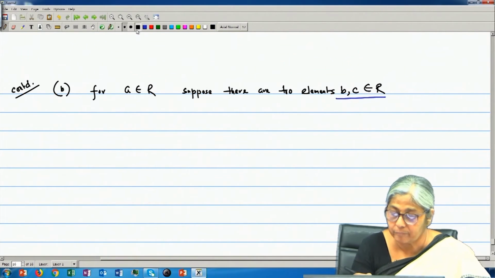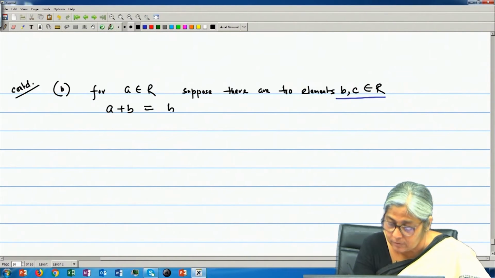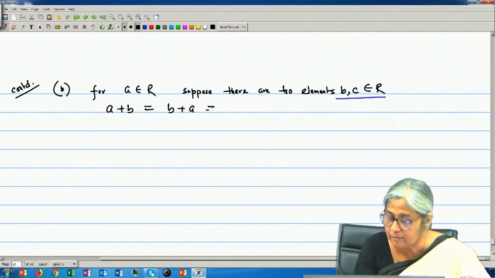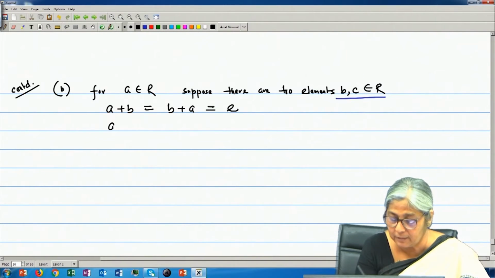Such that A plus B equal to B plus A equal to E, the identity. Similarly, A plus C equal to C plus A equal to the identity.